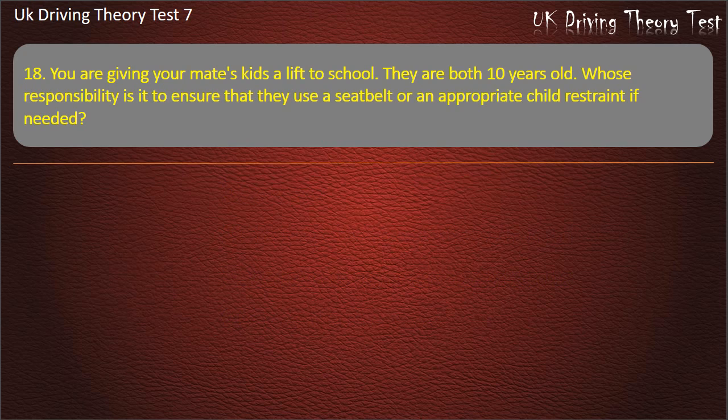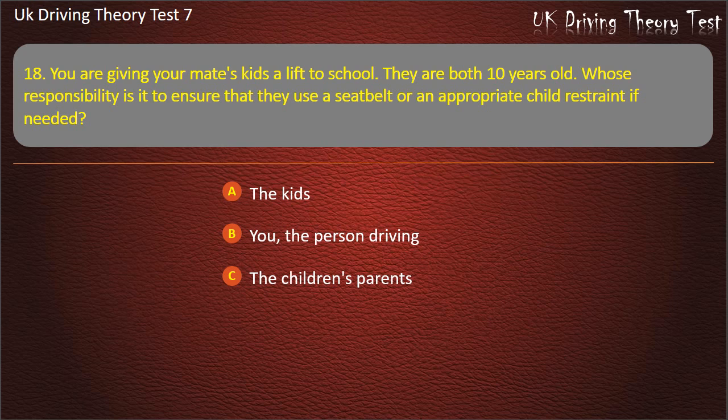Question 18. You are giving your mate's kids a lift to school. They are both 10 years old. Whose responsibility is it to ensure that they use a seatbelt or an appropriate child restraint if needed? The kids. You, the person driving. The children's parents. Another adult who is a passenger in the car. Answer. You, the person driving.